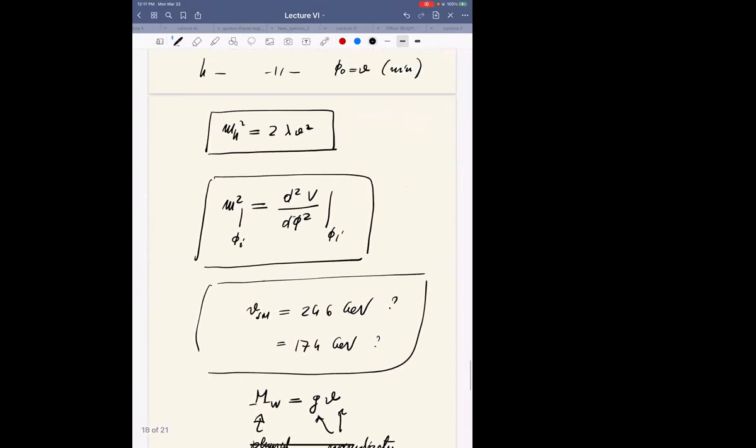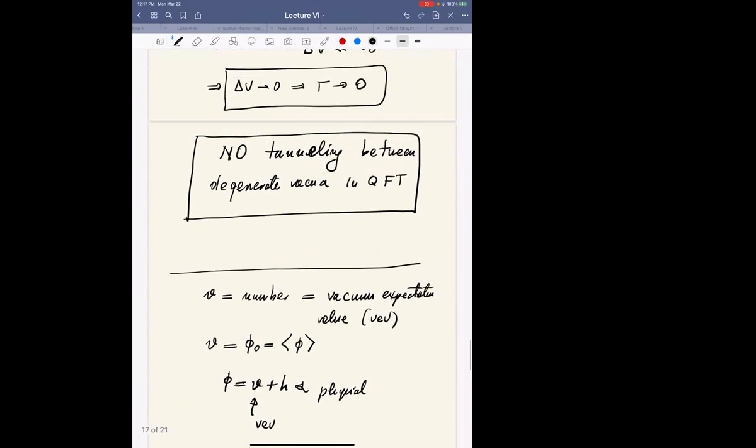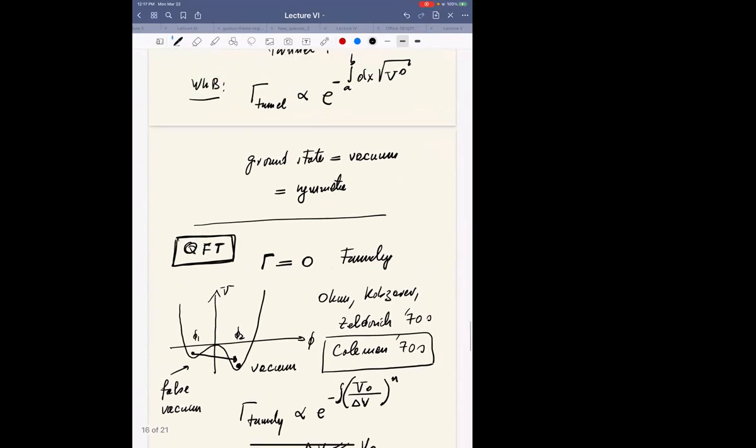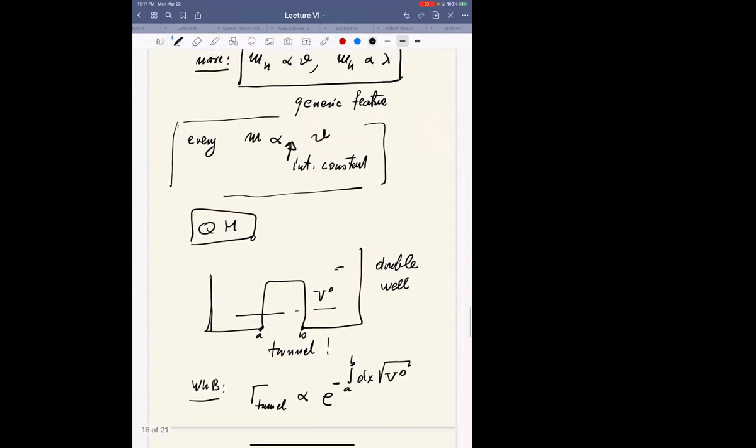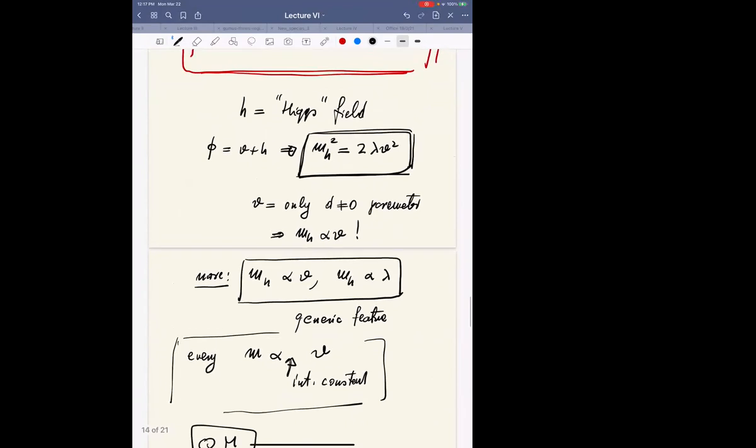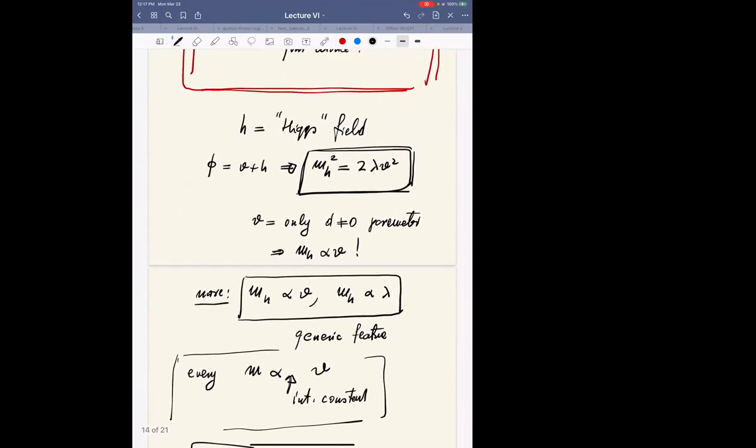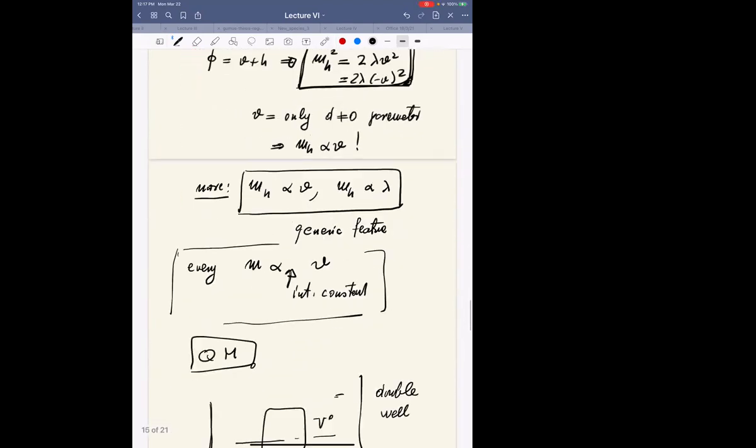Remember, like before, I took plus v. Let me go back, because I should have emphasized this before. When I wrote the Higgs mass, what did I get? It's 2 lambda v squared. Notice I claimed that it will be the same whether it's plus or minus v. I could have written this as 2 lambda minus v squared. A physical quantity should not depend on which of the vacuum expectation values you take, if there is a symmetry, obviously.